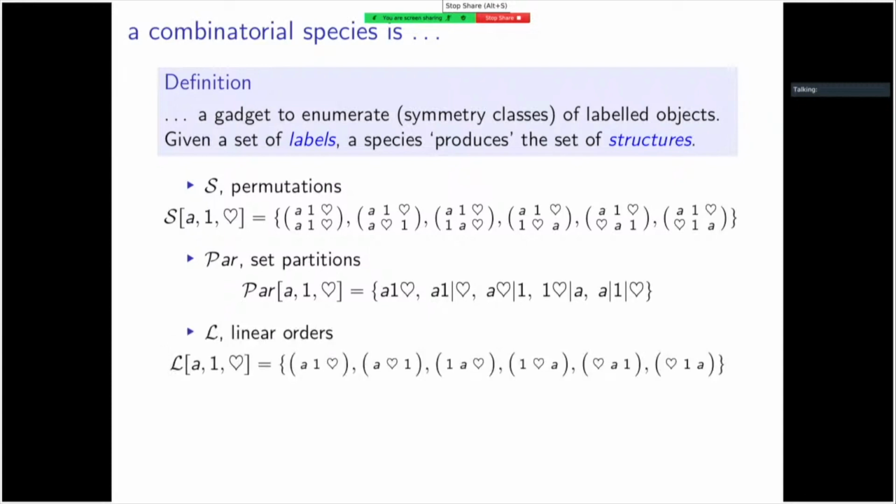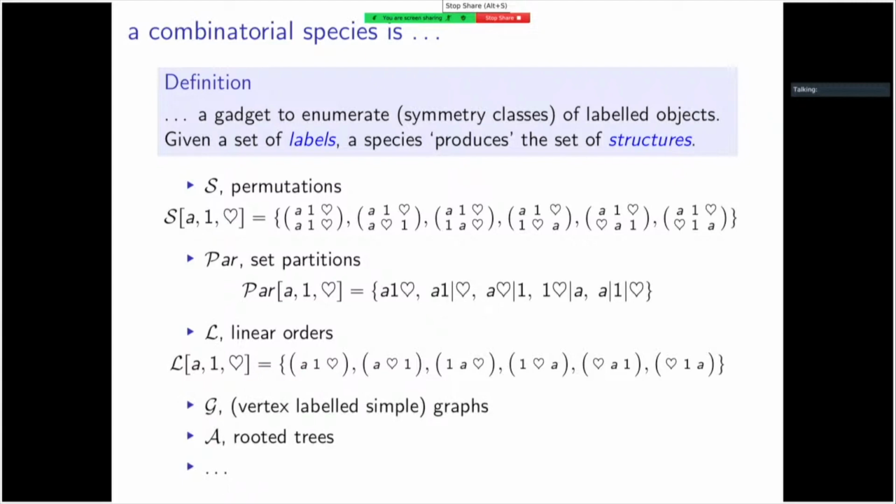Or as a third and last example, the species of linear orders, L. We just arrange the elements in the set in all possible ways. So of course these are again 3 factorial elements, and they look very similar to the second line in the permutation species. Okay, so that's a definition. It's not really good because it's very hard to compute with it, because it's a gadget. Oh, sorry, there are some more examples I'll speak about later.